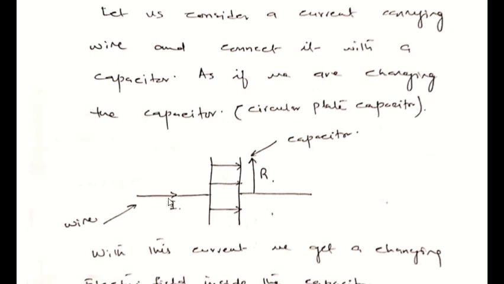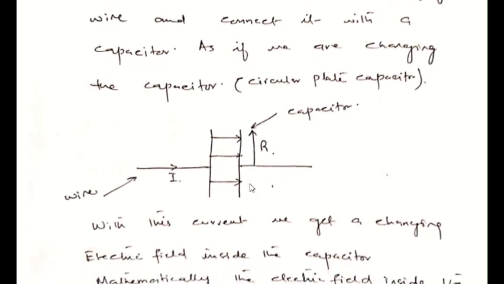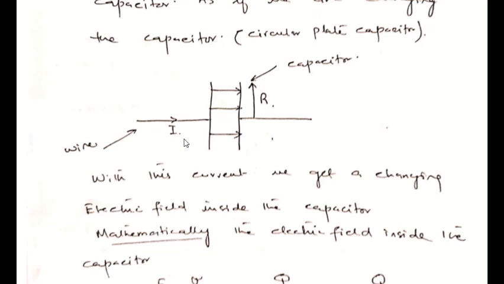this is the wire which is linked with the capacitor, and the capacitor is charging. Let us suppose that this is a circular plate, and the radius is r. Now with this current we get a changing electric field inside the capacitor, because we have a current in this wire, and the plates start charging and keep on charging. As long as they keep charging, the electric field inside the capacitor is changing.